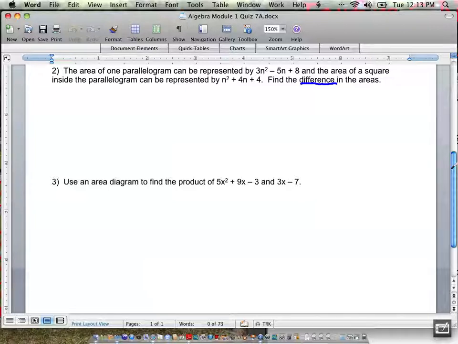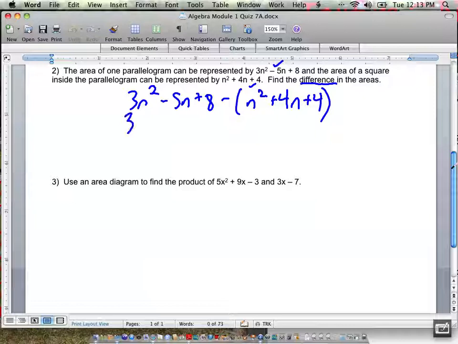Next one, I need to find the difference, which means I need to subtract. This is the big rectangle here, there's the little rectangle. A lot of people got this right. The problem is, I want to see this step here. A lot of people did it in their head. But I need to see this step, so you're showing me what you are subtracting. And then I also want to see the step where all the signs are changed.